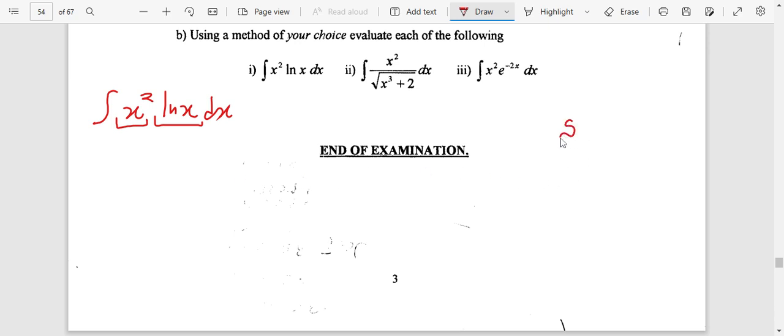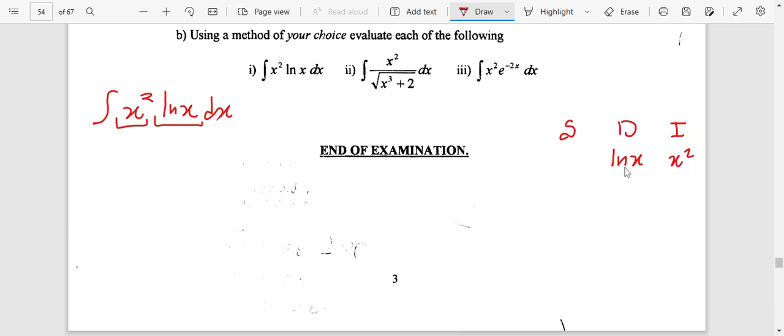I'm going to have signs, derivatives, integrals. You can also use by parts, it's also simple. Now, natural log should never be put under the integral, never. So I'm going to put natural log here, under the derivative, and then I'll put x squared here.